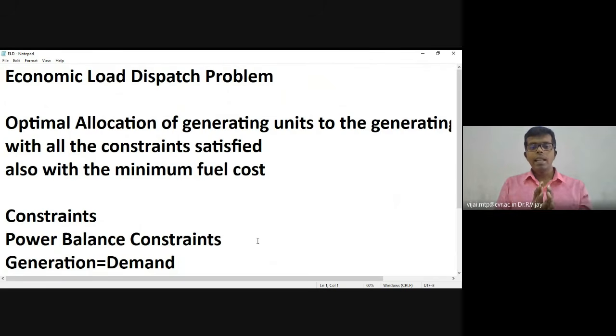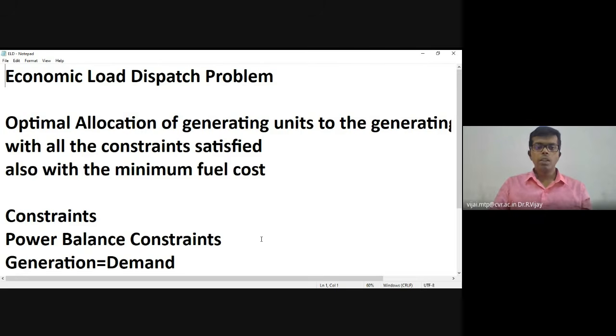Equality constraints: whatever the resource value, that equals the function value, that is called your equality constraints. Whatever we have taken, that is being utilized. So the resource value equals the function value. An inequality constraint is nothing but the resource value is not equal to the function value, but it should be within the limits. Whatever limits are given, it should be within those particular limits. That is called your inequality constraints.